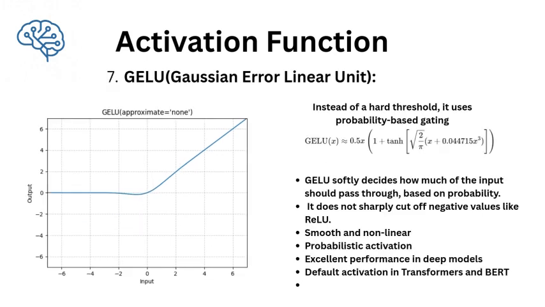Now let us look at a modern activation function called GELU, Gaussian Error Linear Unit. Instead of using a hard threshold like ReLU, GELU uses a probability-based gating mechanism. GELU softly decides how much of the input should pass through based on probability rather than a strict cutoff. Because of this smooth behavior, GELU is non-linear, probabilistic, and performs extremely well in deep models. In fact, GELU is the default activation function used in Transformers and BERT models.